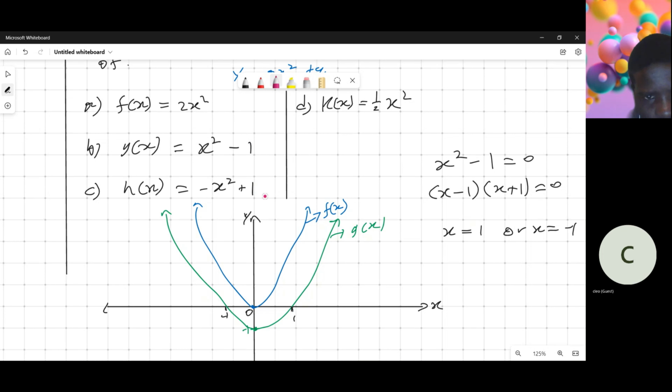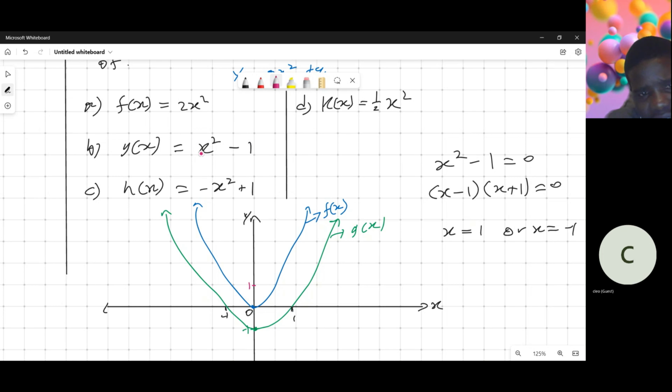Where is the graph touching the y-axis? At positive 1. So I'm going to have positive 1 here. This positive 1 is going to be what? My turning point. Okay. So this positive 1 is going to be my turning point. This is going to be concave down.